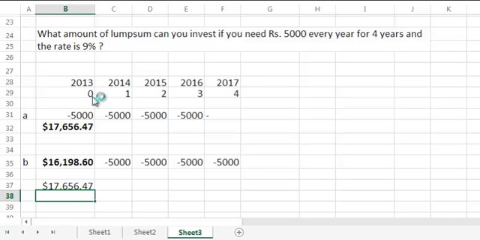And yes, don't forget that your timeline always starts from 0 till the end of 4 in this case, because each number represents end of that year.